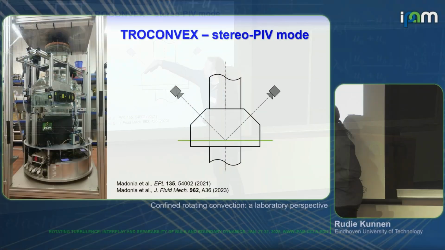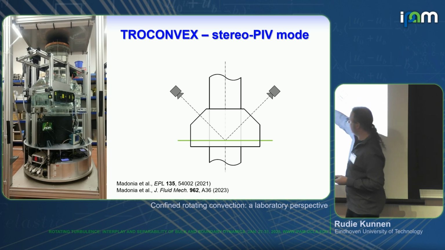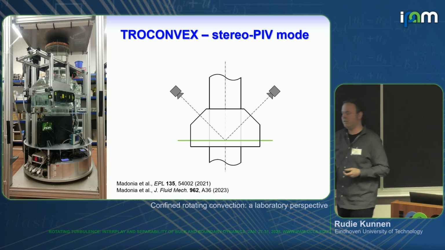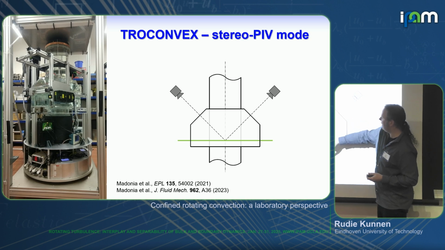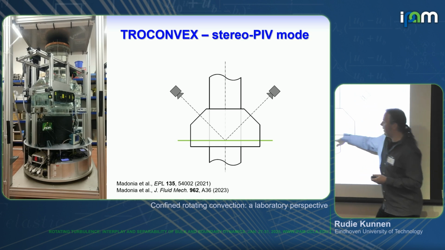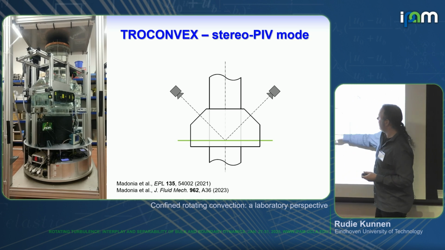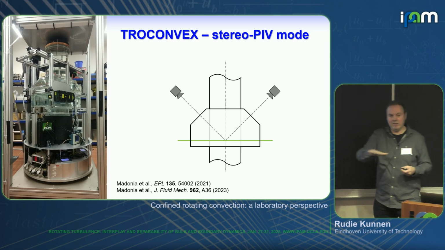So there's 2 nice straight faces where we can position cameras, 2 in this case, so that we can apply stereoscopic particle image velocimetry, meaning we have seeding particles in the cylinder, a horizontal light sheet crosses at some height, and by having these 2 viewing angles, we can actually resolve all 3 components of velocity in this plane.